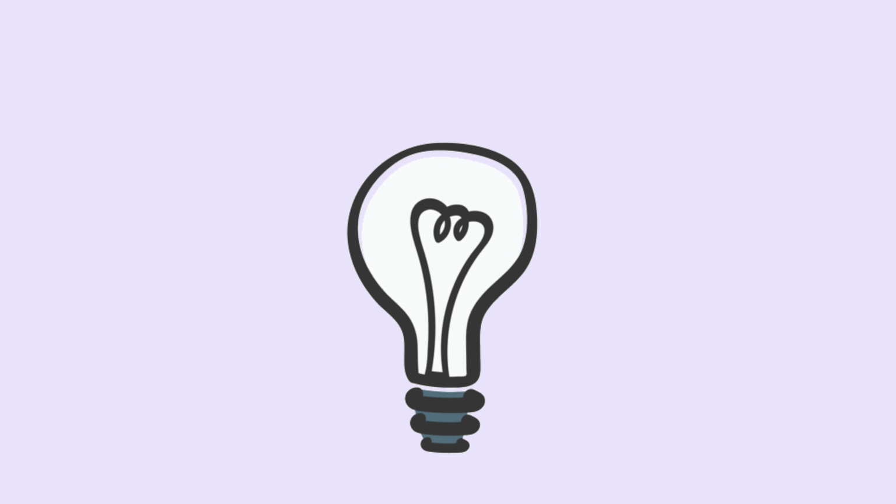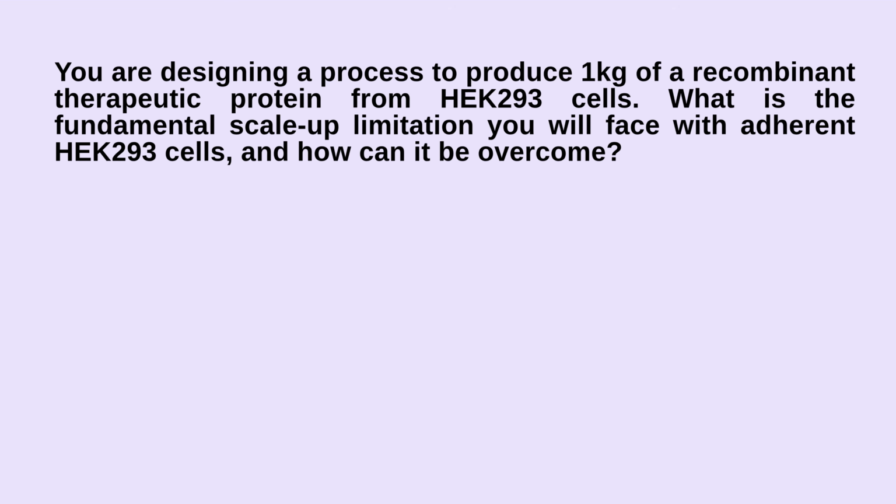Now it's time for the final boss quiz. Here's your question. You are designing a process to produce 1 kilogram of a recombinant therapeutic protein using HEK 293 cells. What is the fundamental scale-up limitation of adherent HEK 293 cells, and how can it be overcome?